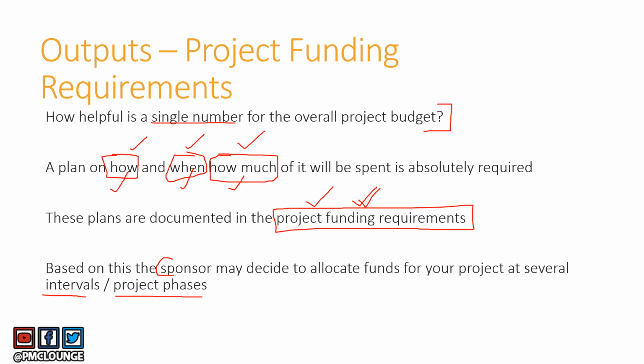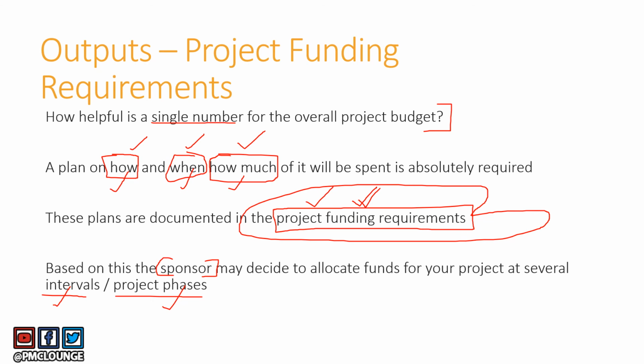So it is possible that the sponsor of the project allocates certain money out of the 100,000 US dollars for your design phase, certain money for your development phase, certain money for your testing phase, right? So he or she may allocate funds to your project based on the project phases or in several other intervals. So this is also important, that you have the project funding requirements with you so that the sponsor can make such decisions.